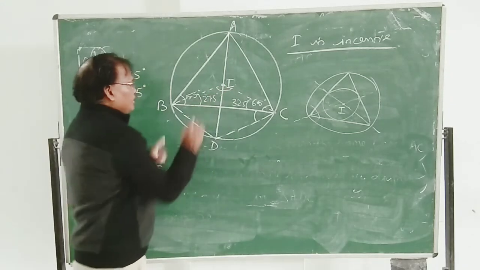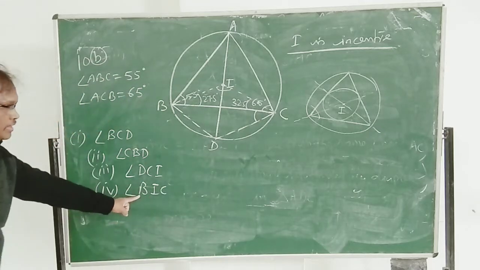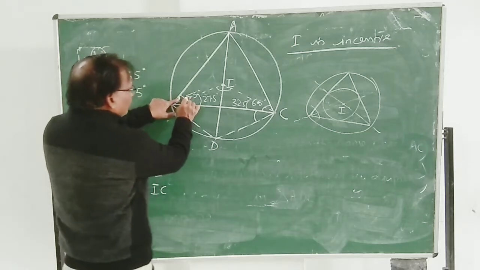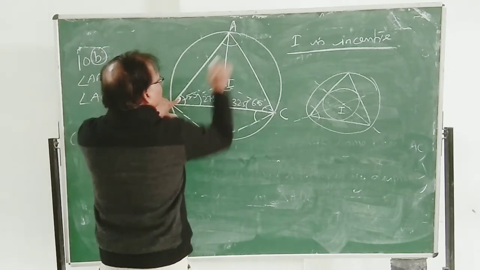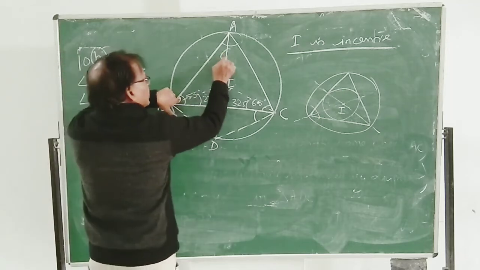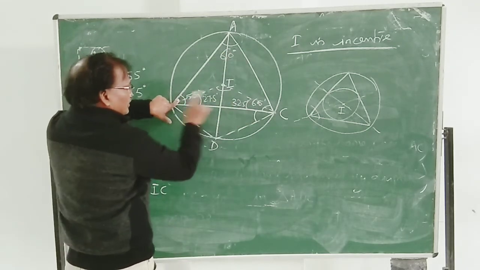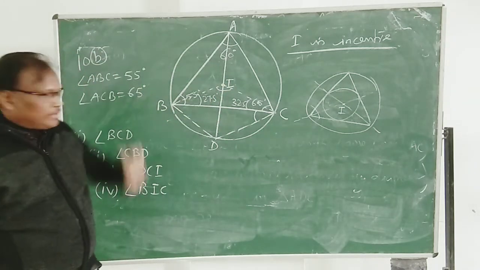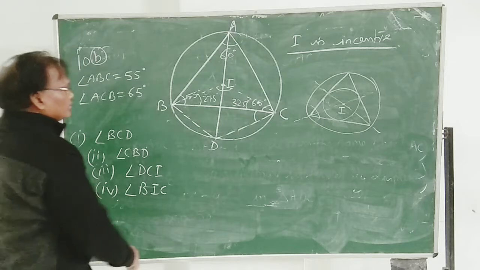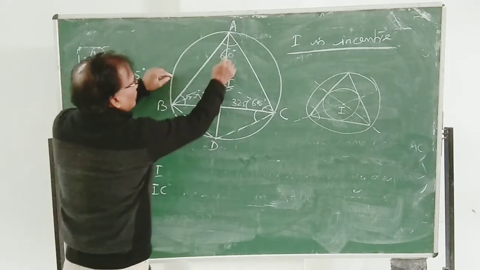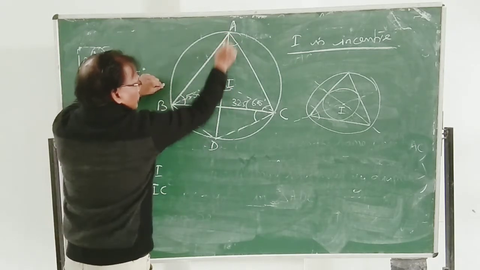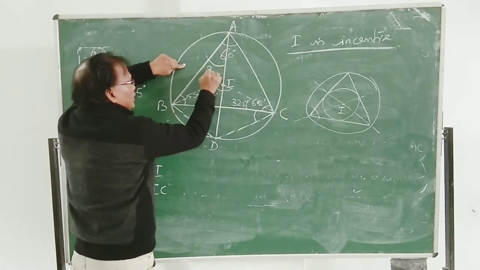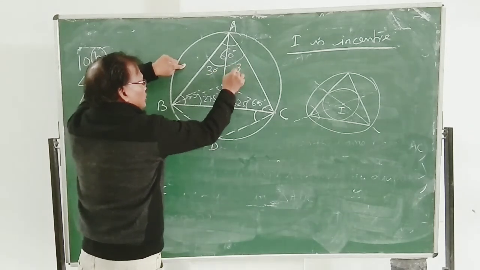Then you will get the angle BIC. Before that, if it is 55 and 65, you can get it this way. And this is 60 degree, because this is 120, and 180 minus 120 is 60. So angle A is 60. This is also an angle bisector, so this angle is 30 degree and this angle is also 30 degree.